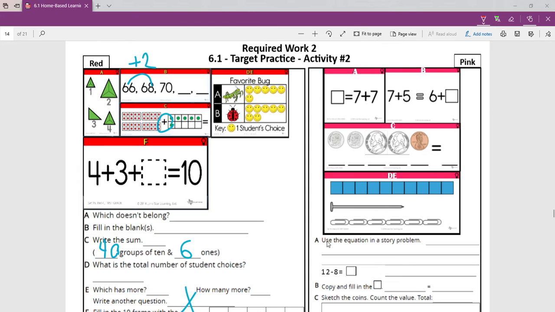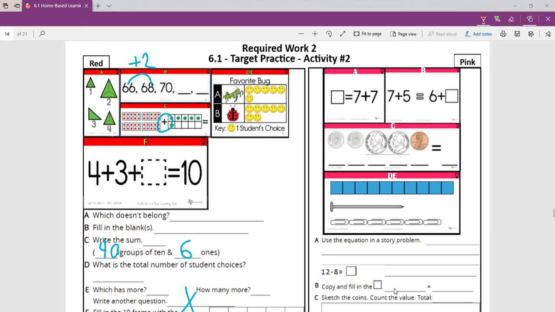And A says, use the equation in a story problem. Remember we did this one a couple of weeks ago? You have 7 plus 7 equals blank. So you're going to create a story. Miss Limon had 7 cookies and her friends gave her 7 more. How many cookies does she have in all?